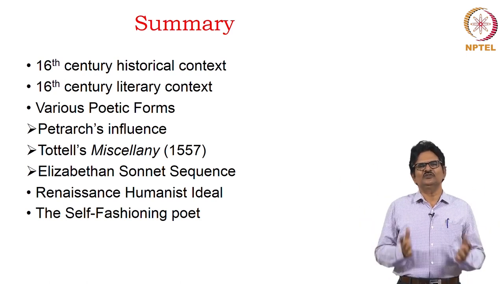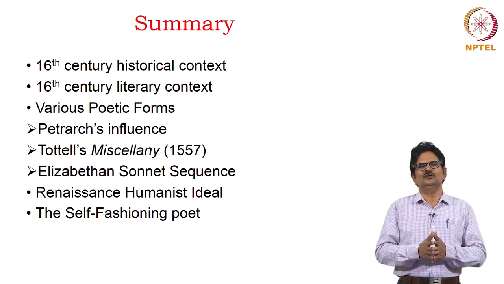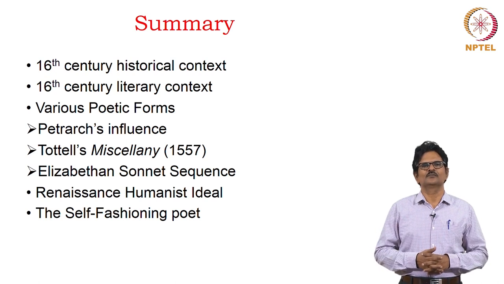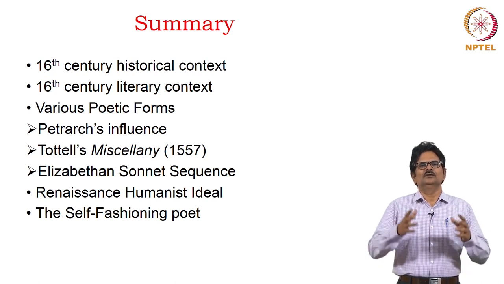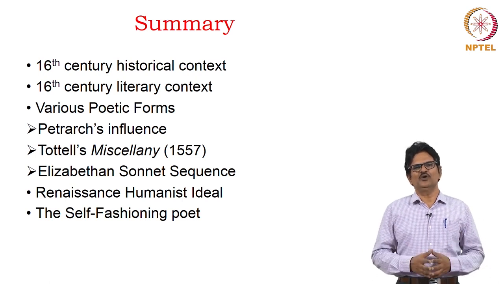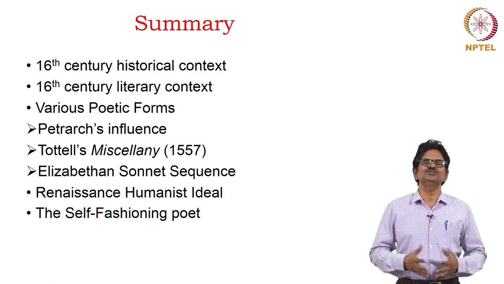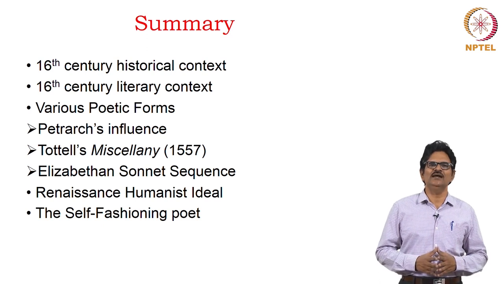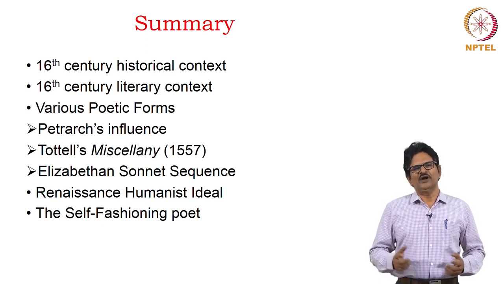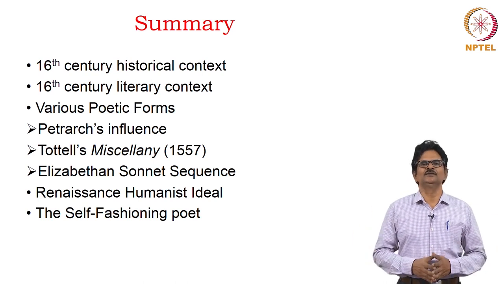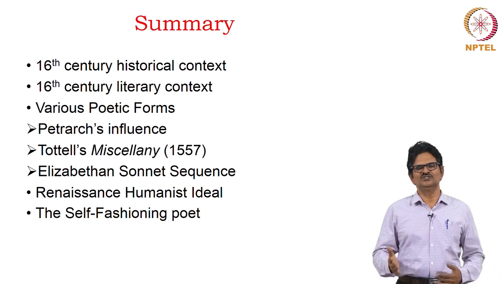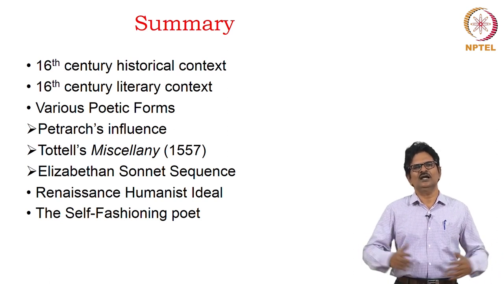A few sonnets were put together on a particular topic, and that is why they are called sonnet sequences. And this sonnet sequence and other poetic forms were used by poets to give expression to the Renaissance humanist ideal. By doing so, the poets fashioned themselves into various roles like knight, soldier, lover, courtier, and many others.